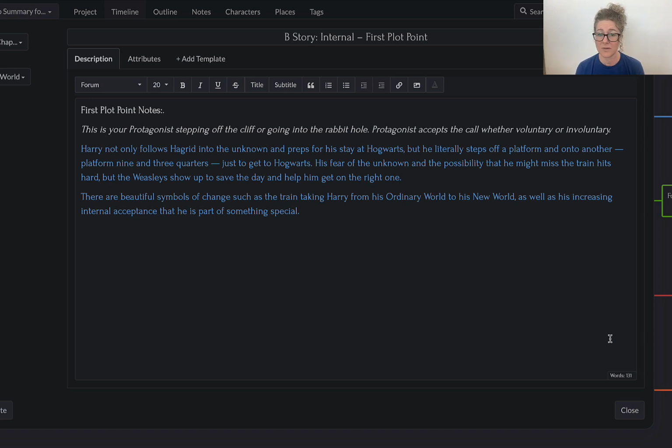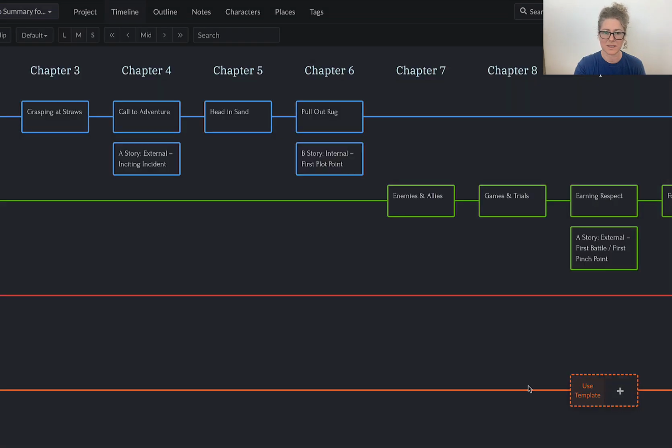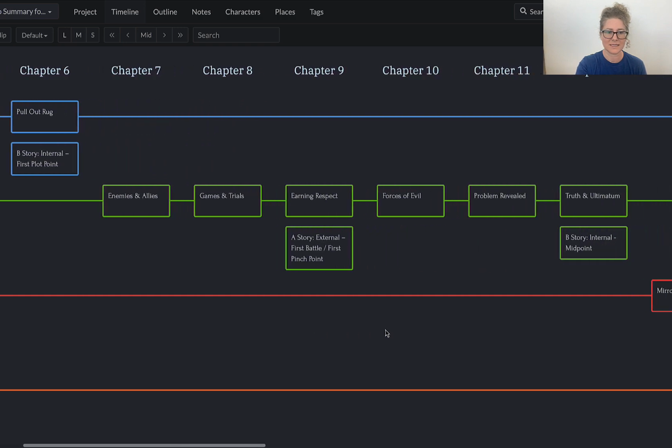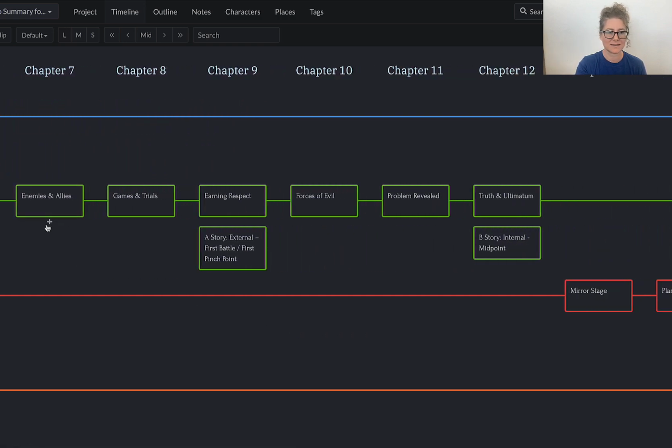His fear of the unknown and the possibility that he might miss the train hits hard, but the Weasleys show up to save the day and help him get on the right one. There are beautiful symbols of change, such as the train taking Harry from his ordinary world to his new world, as well as his increasing internal acceptance that he is part of something special, even though he may not realize that he is actually the part that is special. So it's internally coming to terms with that. All right. Enemies and allies.